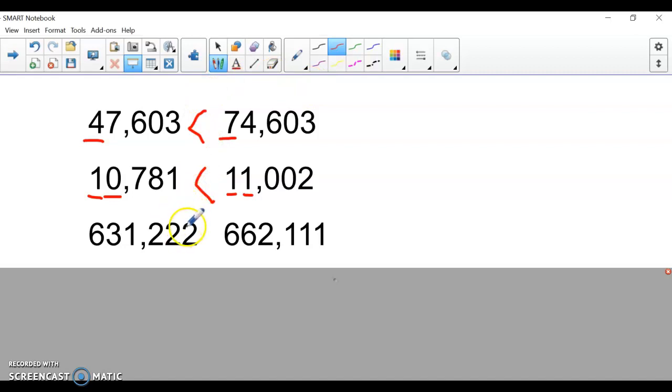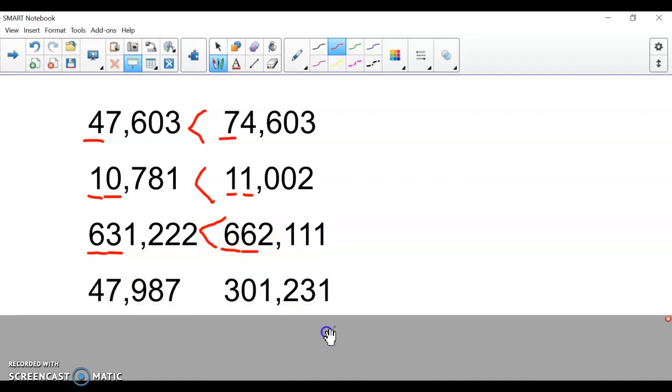All right, now we go all the way out to our 100,000s. So let's start in the 100,000s. We have a 6 here and a 6 here, so they're the same so far. Oop, in our 10,000s, we have a 3, and here we have a 6. So once again, the number on this side is larger, so we use our symbol like this. 631,221 is less than 662,111.